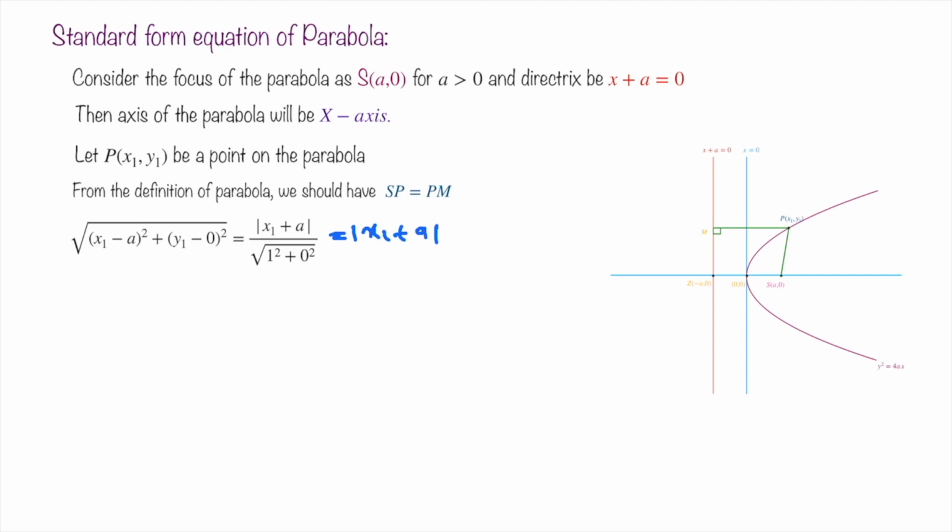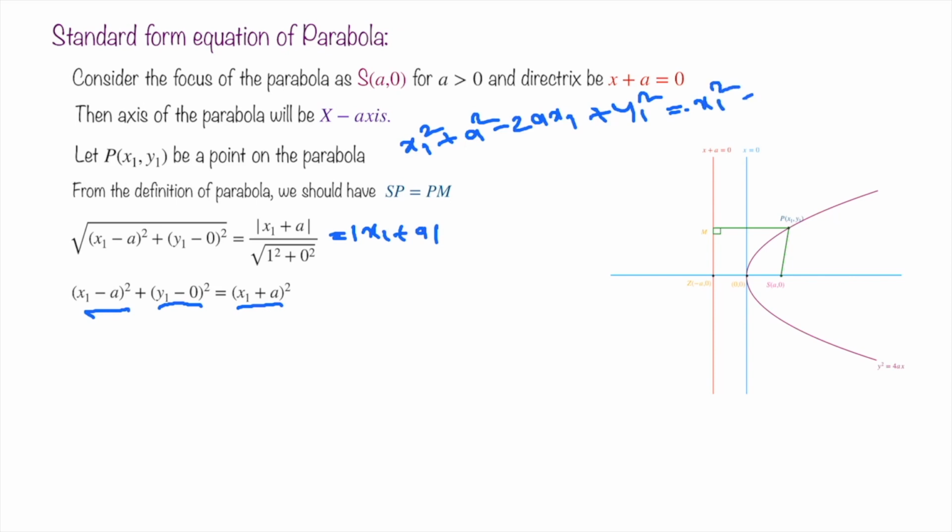If you square both sides, then you will end up with (x1 minus a) whole square plus (y1 minus 0) whole square equal to (x1 plus a) whole square. So this gets simplified: the left hand side will have x1 square plus a square minus 2a x1 plus y1 square. The right hand side will be x1 square plus a square plus 2a x1. As you can see, x1 square cancels, a square cancels. What you have is y1 square equal to 4a x1.